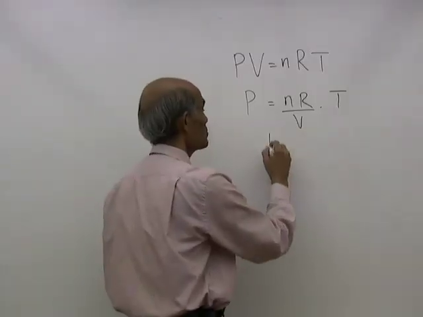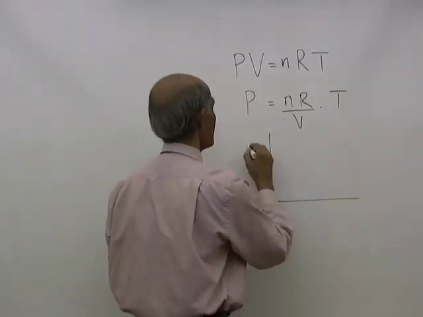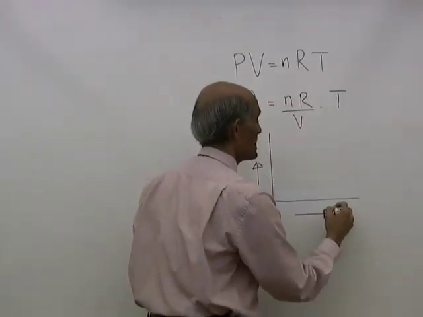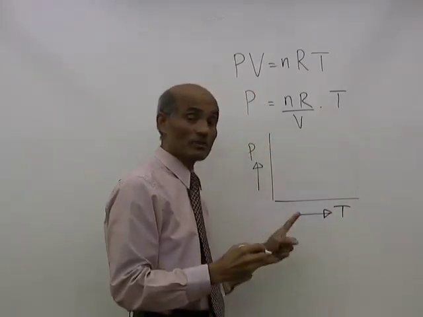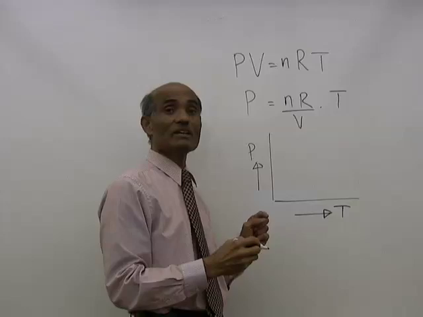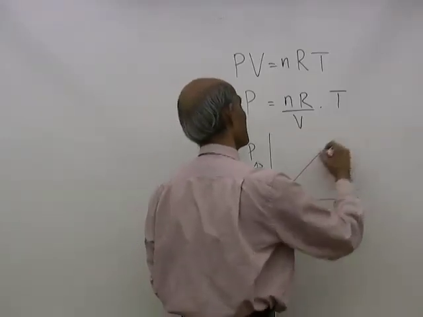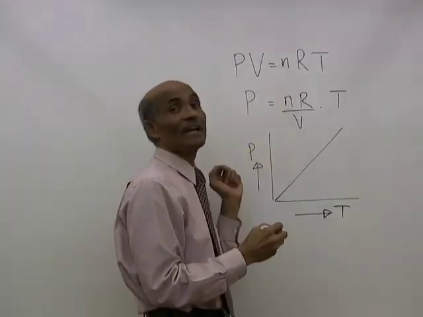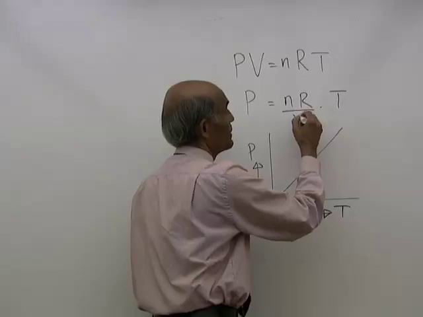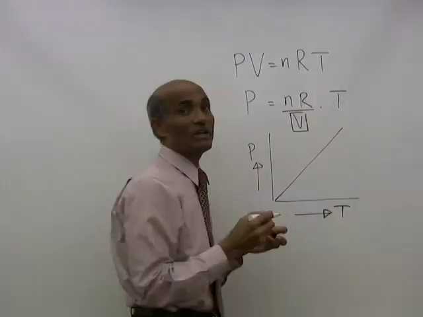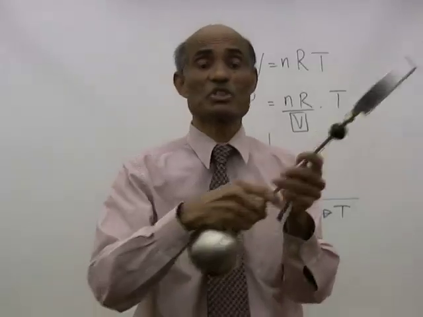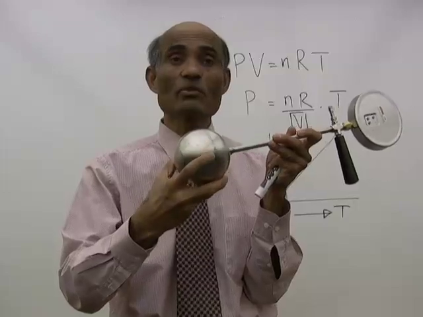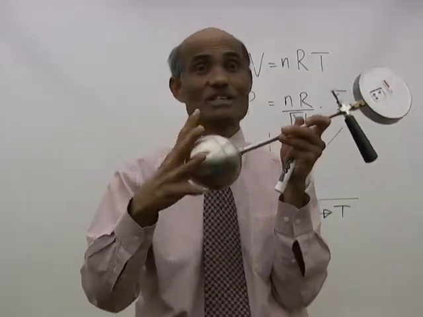If you now draw a graph of pressure in Pascal on the y-axis and temperature in absolute scale, in Kelvin scale, on the x-axis, the graph will be a straight line. And the slope of that graph will be nR over V. Now, if you know the value of V, the volume of the air inside, I have given you in the lab manual the inner radius, inner diameter of this bulb.